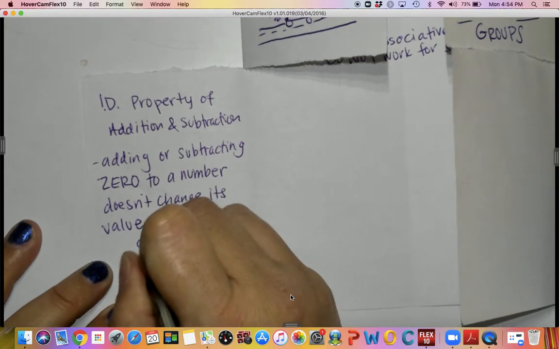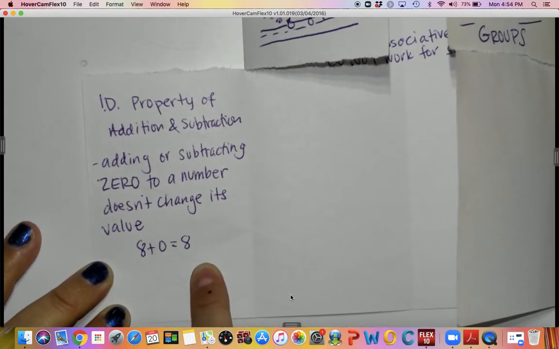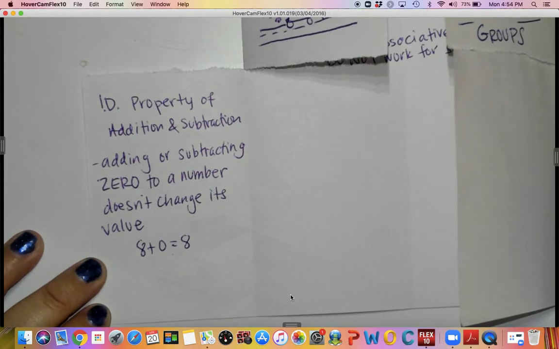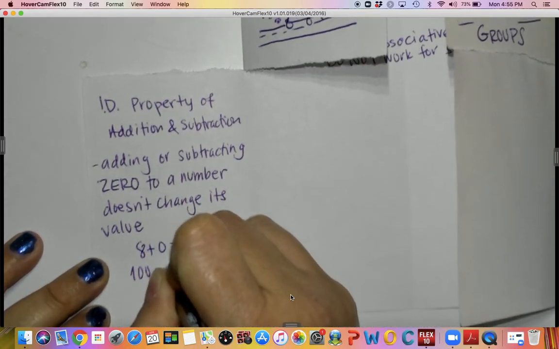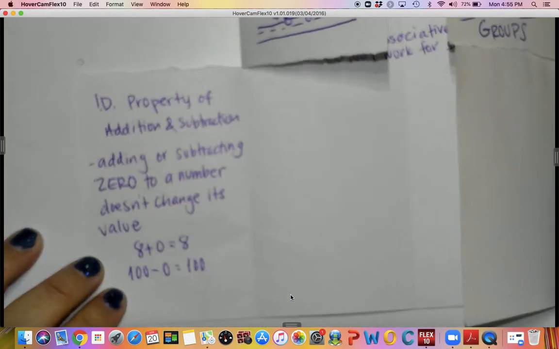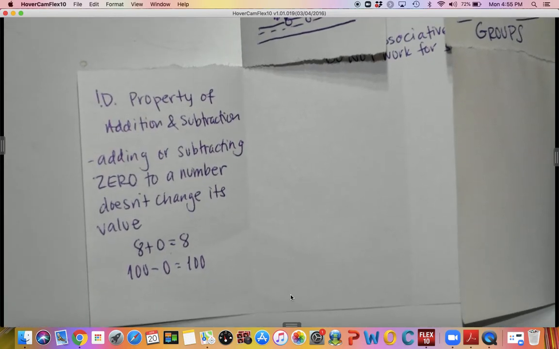So 8 plus 0, still 8. My identity hasn't changed. If I said Darren plus 0, I still get Darren, right? Okay. 100 minus 0 is still 100. It's like saying Sarah minus 0 is still Sarah. Okay, the identity hasn't changed. That number has stayed the same.